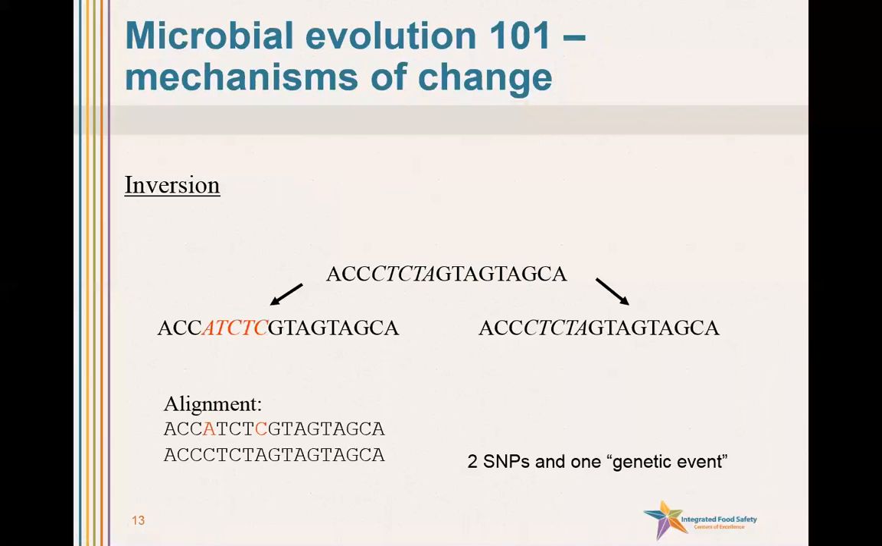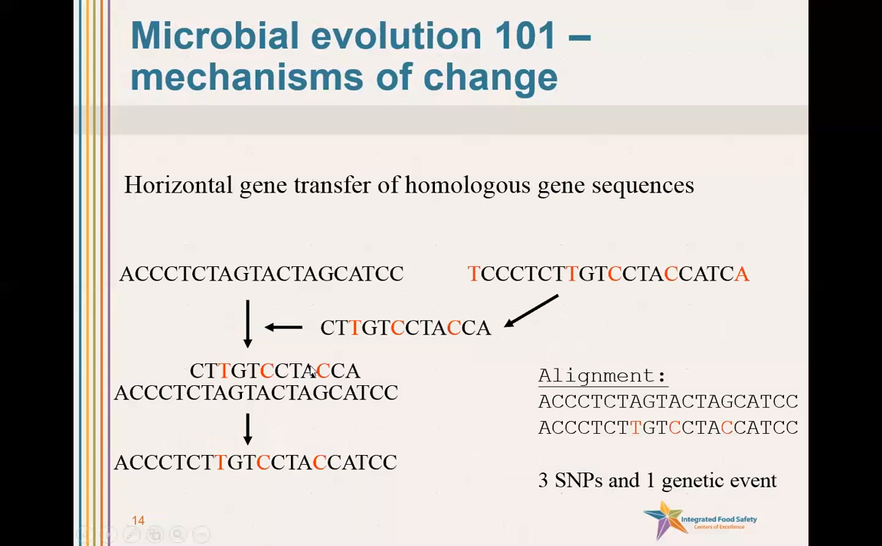Now, there are other mechanisms that can create differences. One of them is an inversion, where we take a piece of DNA, shown in italics, in the top sequence, and just flip it over by 180 degrees. That then creates a set of differences, and if we align them, as in this case, we can see we have 2 SNP differences. Some of the nucleotides still match simply by chance being the same, but we can have this one single event where we flip over a sequence, creating actually 2 SNPs.